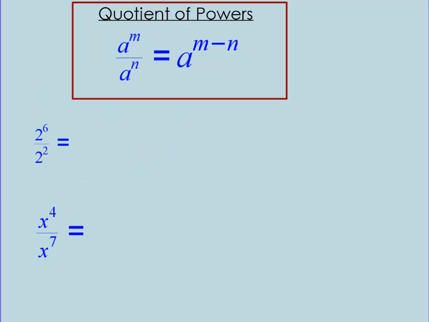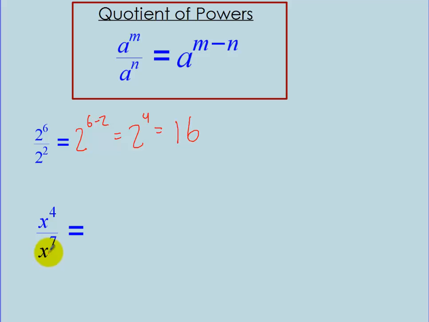Next one, quotient of powers. So you're dividing them. You have the same base and you're dividing. You just subtract those exponents. The exponent of the numerator minus the exponent of the denominator. So for example, 2 to the 6 over 2 squared is going to be 2 to the 6 minus 2, which is going to be 2 to the 4th, and 2 to the 4th is going to be 16.